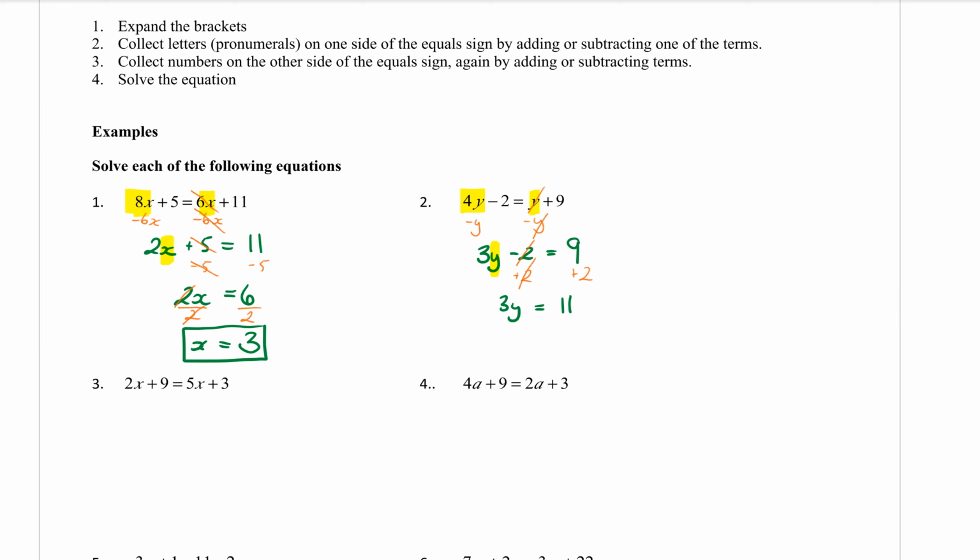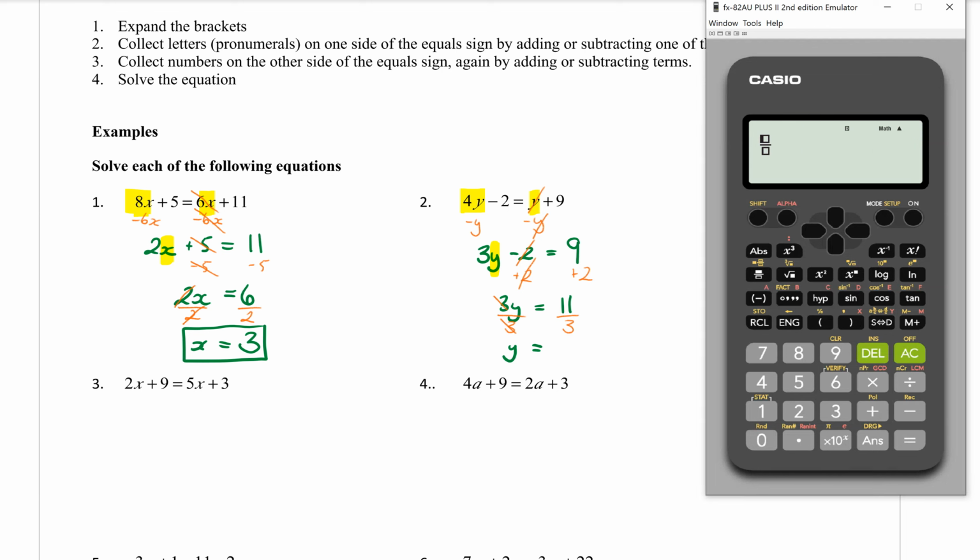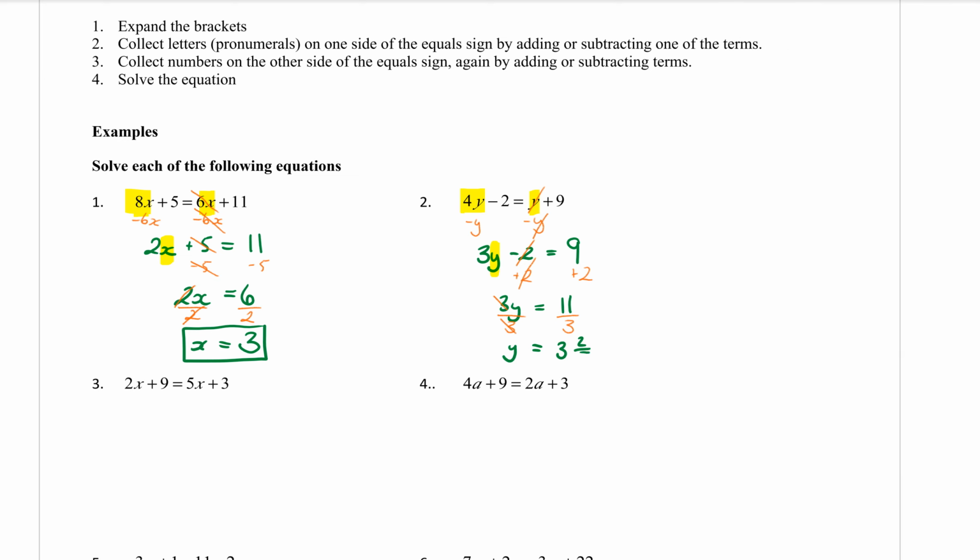Then for the second step I need to get rid of the 3. The 3 is times with the y, so I need to do the opposite, which is divide by 3. Y is now by itself. Unfortunately, 11 over 3 does not go nicely, but when I type it in my calculator, I can press Shift SD and it will turn it into a mixed numeral for me. So that's 3 2/3 for the answer.